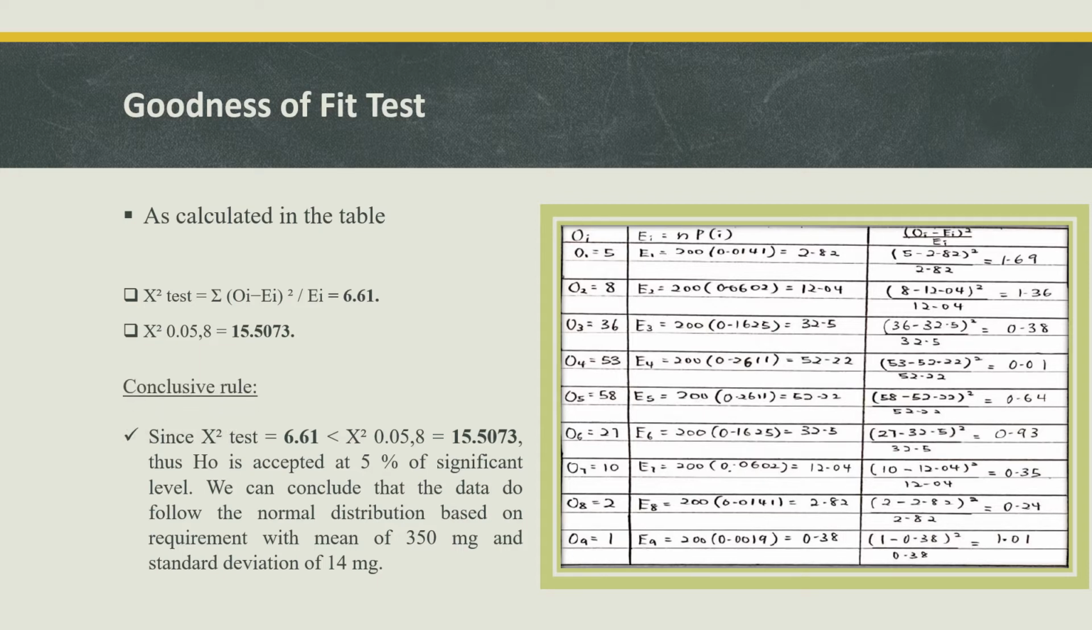Since the chi-squared test value, which is 6.61, is less than chi-squared 0.05, 8, which is 15.5073, thus H null is accepted at the 5% significance level. We can conclude that the data do follow the normal distribution based on the requirement with mean of 350 mg and standard deviation of 40 mg.